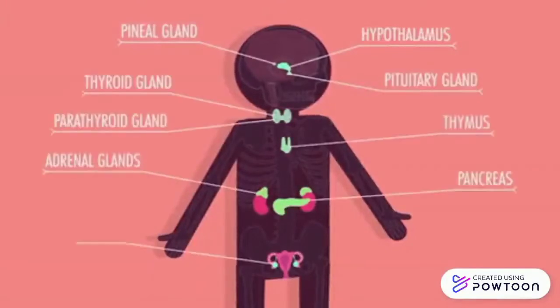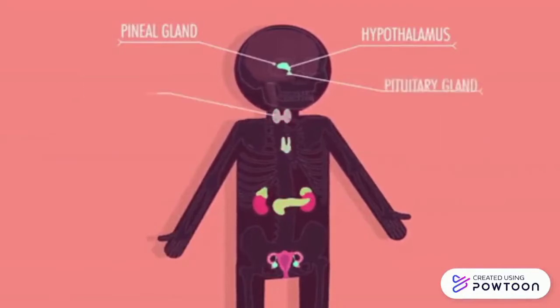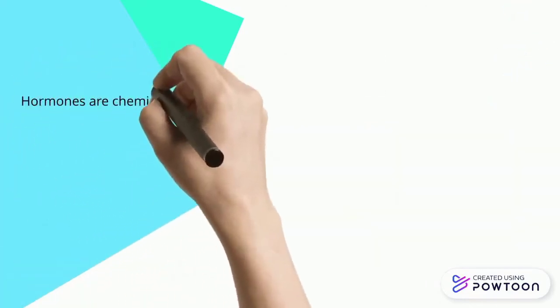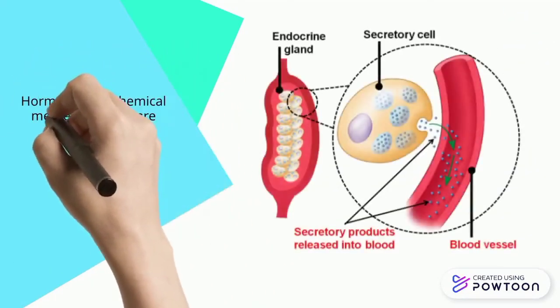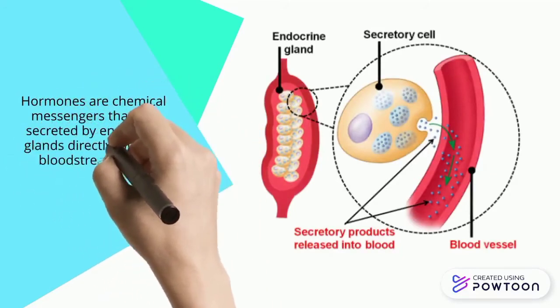Physiology. The primary function of the endocrine system is to produce hormones that work together to maintain homeostasis. Homeostasis is the processes through which the body maintains a constant internal environment. Hormones are chemical messengers that are secreted by endocrine glands directly into the bloodstream. This enables them to reach cells and organs throughout the body.